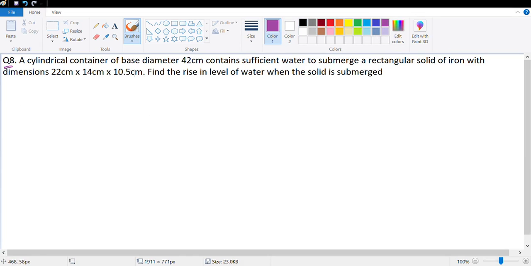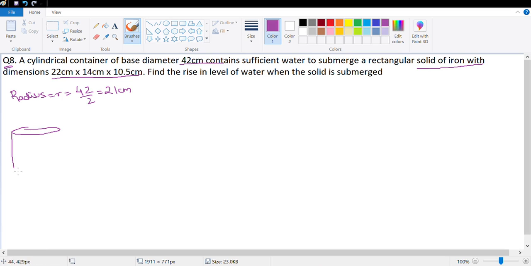It says a cylindrical container of base diameter 42 centimeter, which means radius is given equal to r, which is 42 upon 2, which is 21 centimeter. It contains sufficient water to submerge a rectangular solid of iron with dimensions given here. Find the rise in level of water.